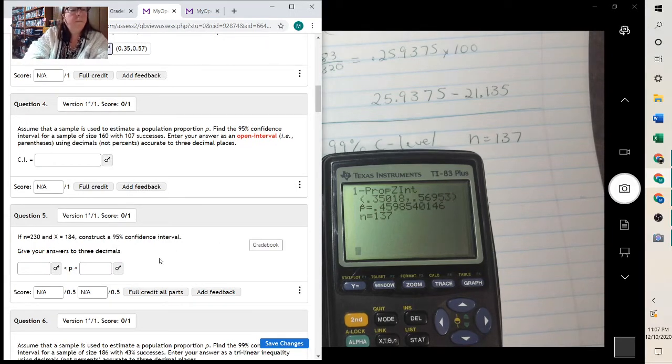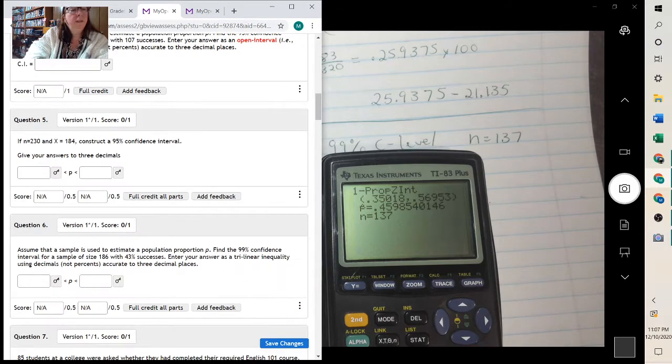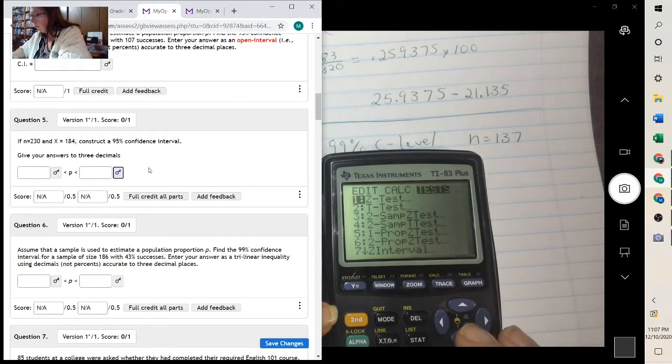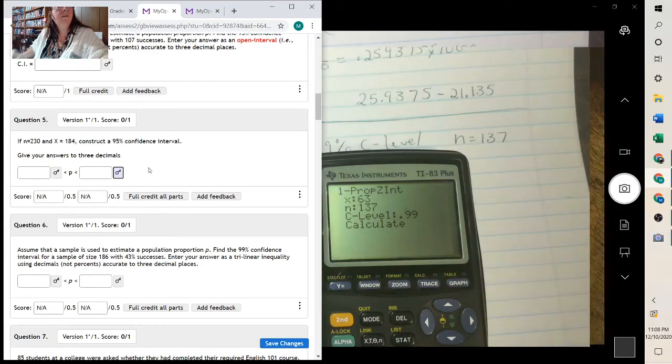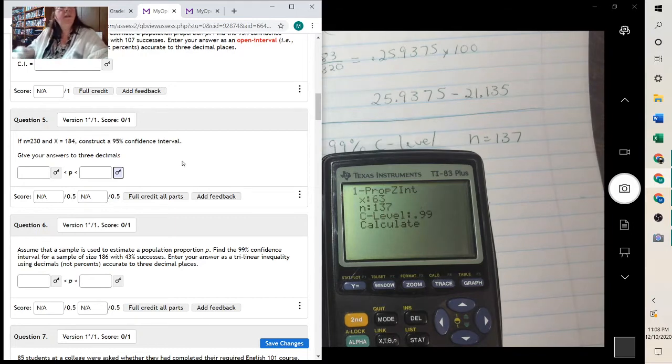How about this one, because it's written a little bit different. It's just instead of in here, you're putting it here. And I believe, yeah, they want the decimal also. So we go Stat, to proportion, hit Enter. Then our x value, we're doing number 5, is 184. Total was 230.